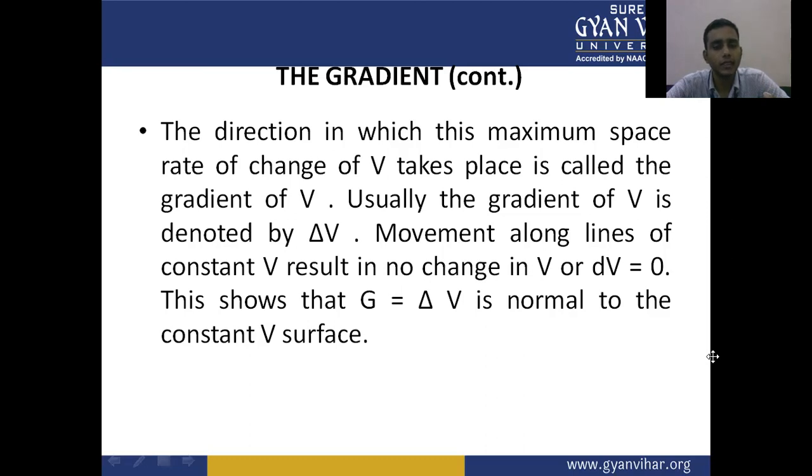Usually the gradient of V is denoted by delta V or del V. Movement along the lines of constant V results in no change in V, or dV equals 0. This shows that G, equal to del V, is normal to the constant V surface.